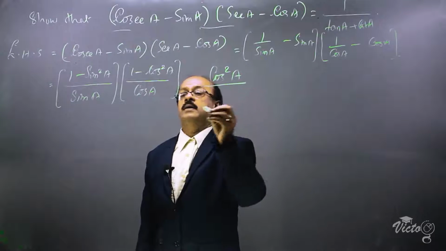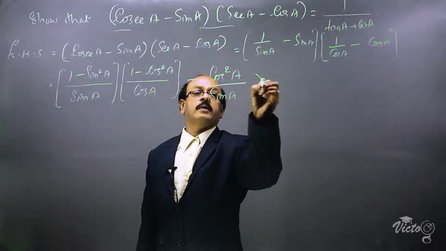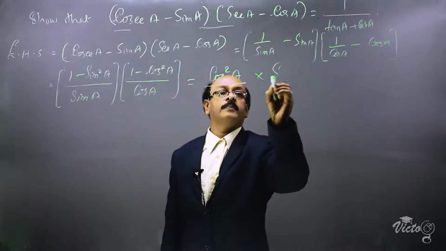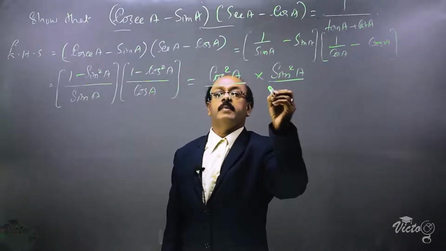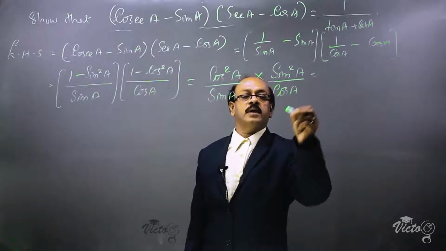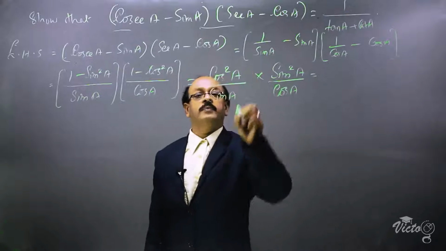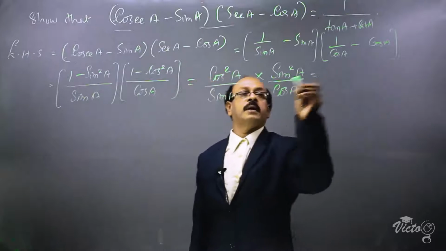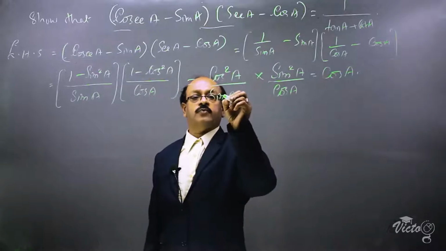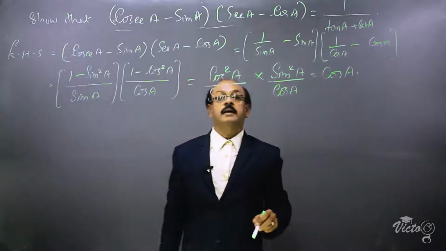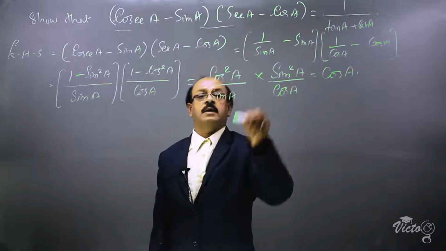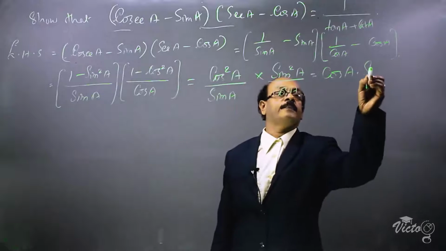Cos square A by sin A into, what is 1 minus cos square A? 1 minus cos square A is sin square A, divided by cos A. Now, we can cancel 1 cos A from the denominator and 1 cos A from the numerator. So, the remaining is cos A into, here also from the denominator of the first fraction 1 sin A and from the numerator of the second fraction 1 sin A get cancelled. Sin A, 1 sin A get cancelled, the remaining is sin A.